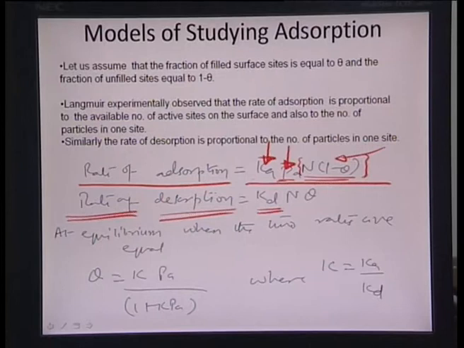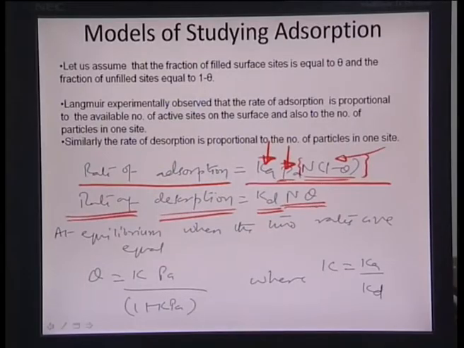Therefore, let us say Kd is the rate constant for desorption, and desorption is independent of pressure. Whatever the partial pressure, the desorption would happen at a rate totally independent of that partial pressure. It is only a function of the number of sites which are filled or bound on a surface, and it goes up with the number of filled sites. So Kd n theta is the rate of desorption.